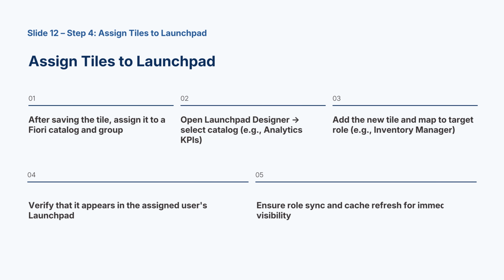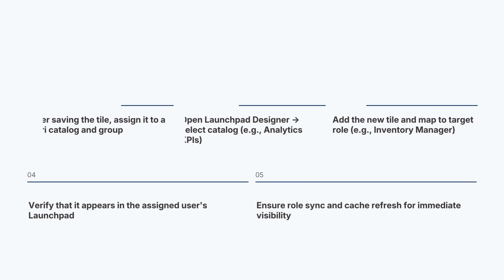Step 4. Assign tiles to Launchpad. Once your tile is created, assign it to a Fiori catalog and role. In Launchpad Designer, add it to the catalog Analytics KPIs and Group Inventory Manager. This ensures only authorized users see the tile. After saving, refresh the cache. The tile will now appear on the user's Launchpad instantly.